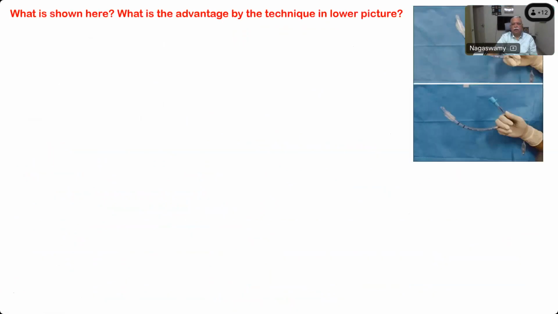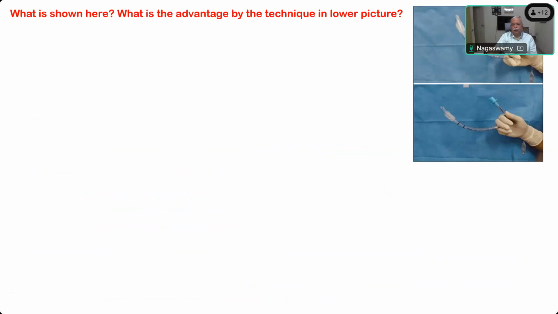So you are seeing a picture of a person holding the endotracheal tube. What is shown here and what are the advantages by the technique in the lower picture? I'm not asking about the tube. I'm asking about the patient. What you can see is the endotracheal tube is being held in the hand. It is bent like that. It is not a South Pole tube.